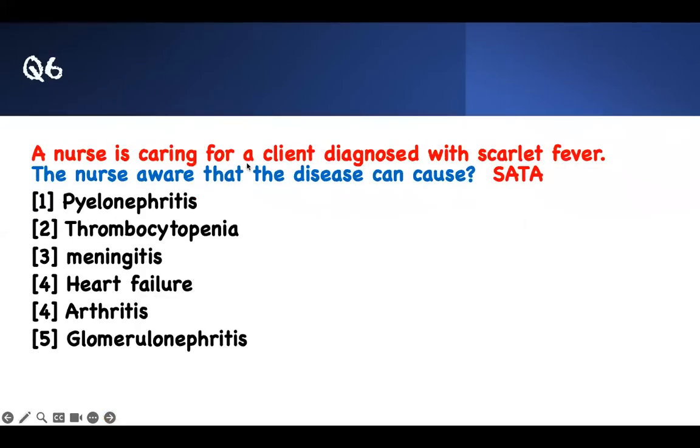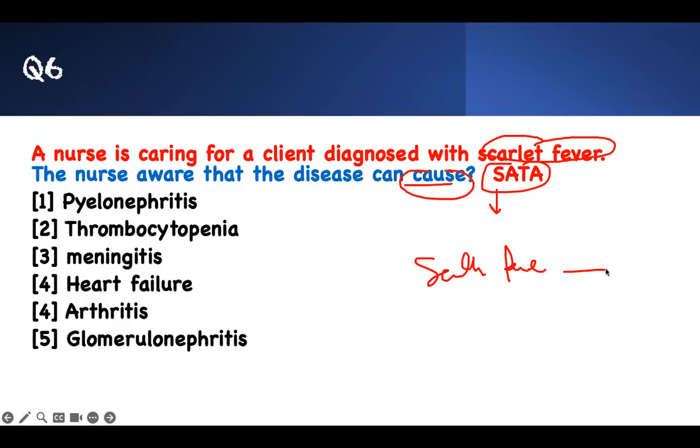Okay. Select or apply. Same thing. A nurse is caring for a client diagnosed with what? Scarlet fever, right? The nurse is aware that the disease can cause what? So SATA, scarlet fever, buzzword, right? What would it cause? Those are my buzzwords. I'm breaking down the question. Scarlet fever, focusing on scarlet fever, what does it cause?